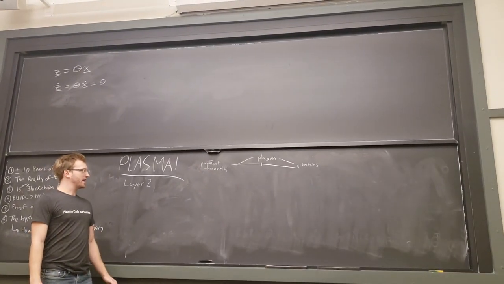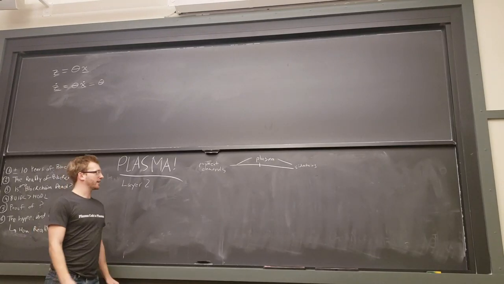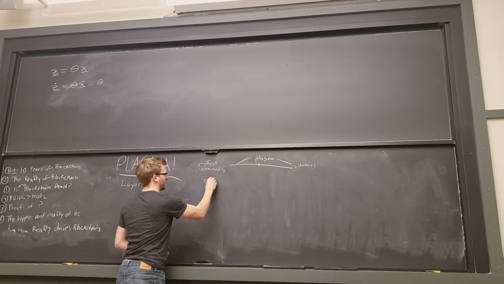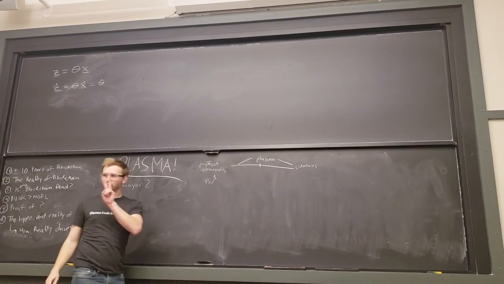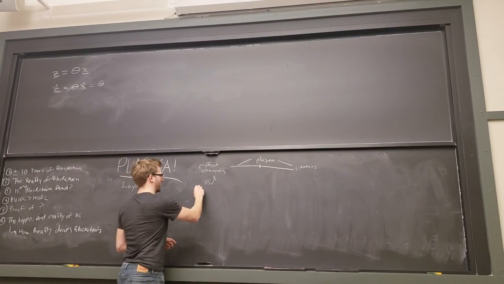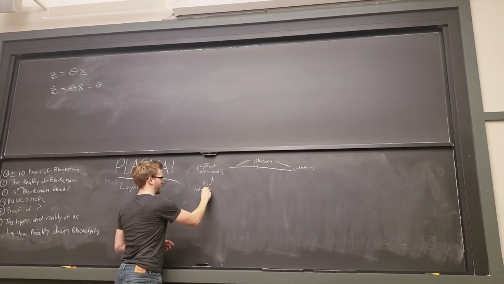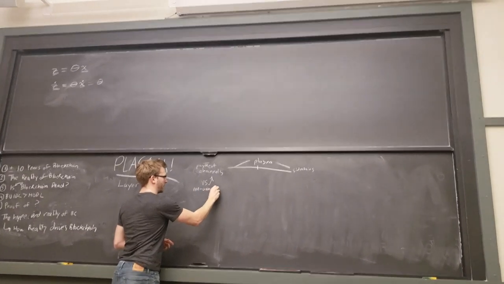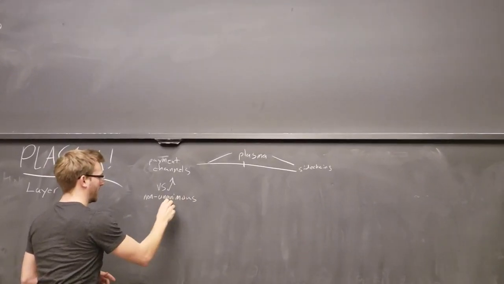And I guess the main differences versus payment channels: there's two big differences. One of them is that they're non-unanimous plasma chains. So what does this mean?